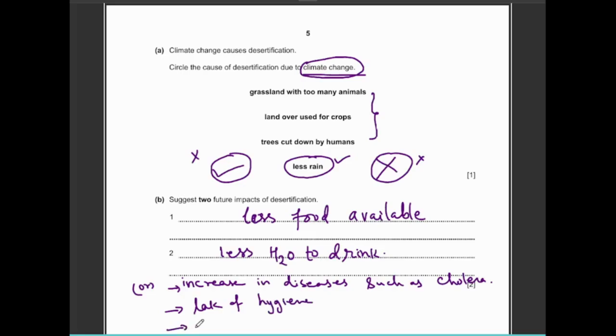You can mention here migration. Of course, when it's a desert, very few people will live there, right? Migration of people. All are valid answers, but you need to write only 2. It carries 2 marks, so please mention 2 points. Less food available, less water to drink, or any of these options that we have given to you.